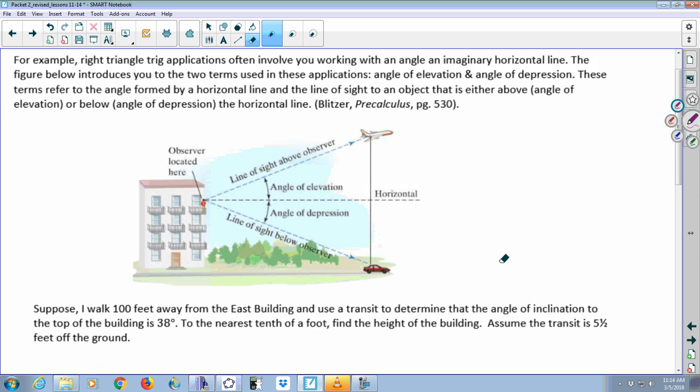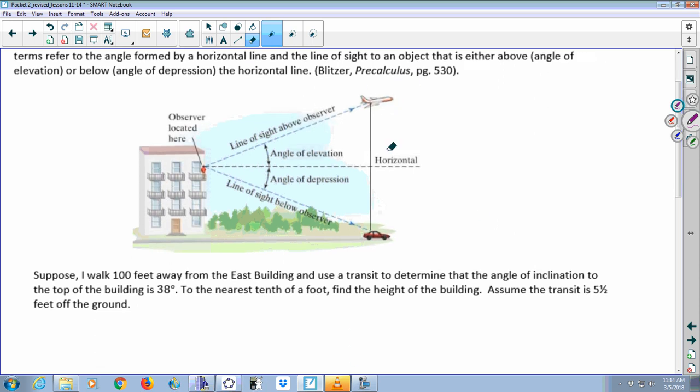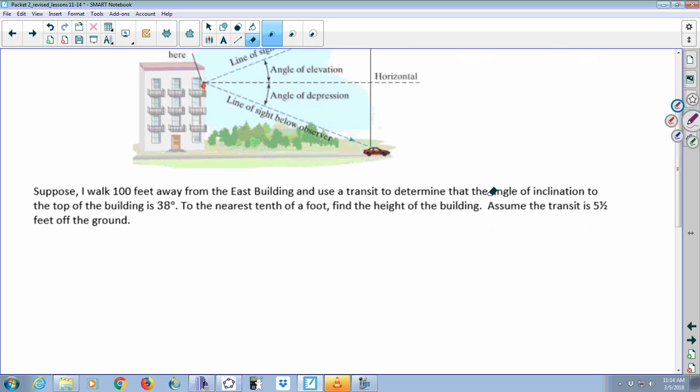All right. So some applications you will be reading in your homework will involve angle of elevation. Some will involve angle of depression. You can always refer back to this for help. Okay. So, and I got this from the Blitzer pre-calculus book. I thought it was a really nice visual. Okay, so here we go.